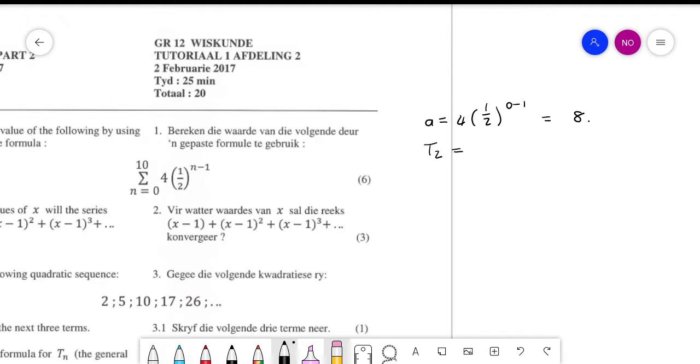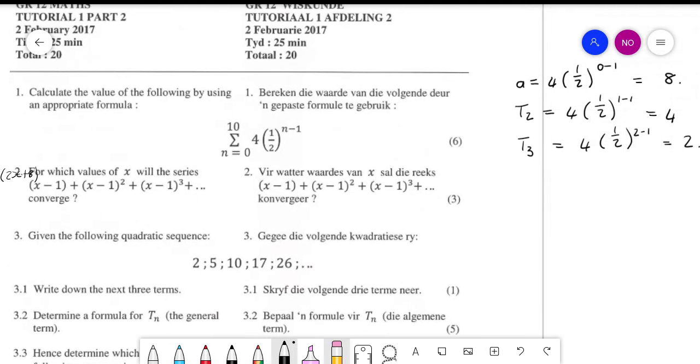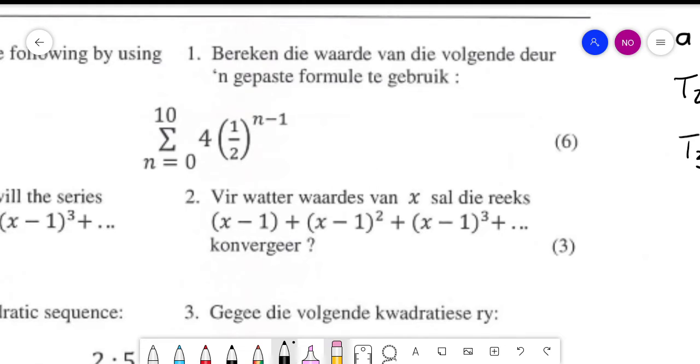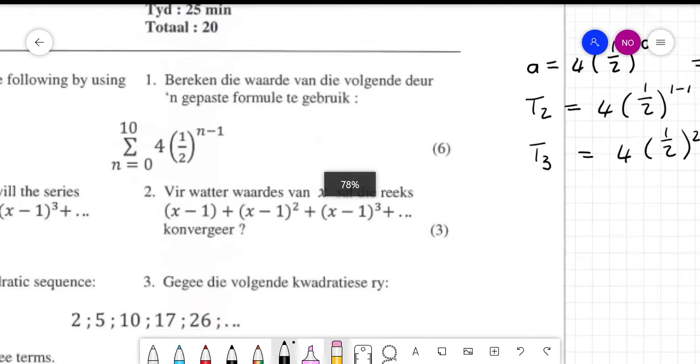Term 2 will be 4 times half to the power of 1 minus 1, which is equal to 4. Term 3 is 2. Okay. If you could identify directly here that this is a geometric sequence, you can run from there. Okay, but this is safer.